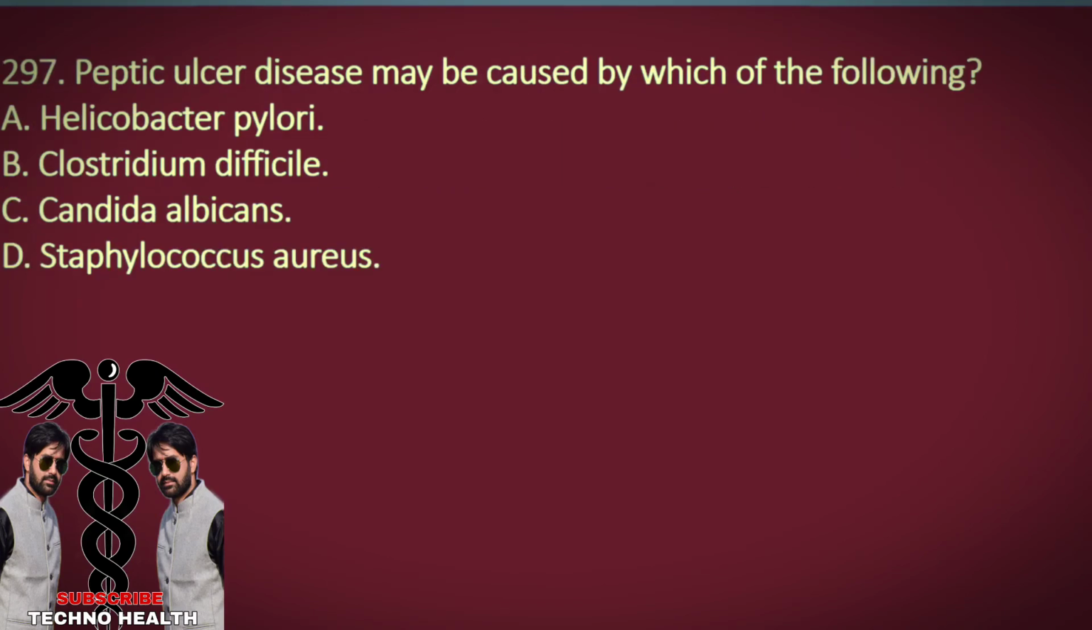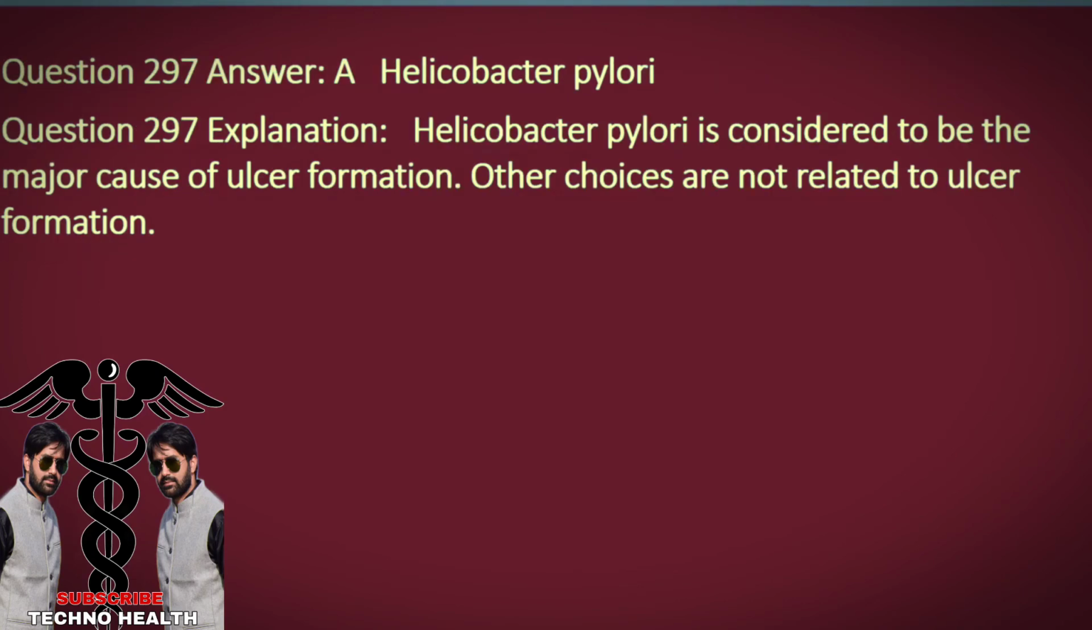Question 297. Peptic ulcer disease may be caused by which of the following? A. Helicobacter pylori, B. Clostridium difficile, C. Candida albicans, D. Staphylococcus aureus. Question 297 Answer, A. Helicobacter pylori. Question 297 Explanation. Helicobacter pylori is considered to be the major cause of ulcer formation. Other choices are not related to ulcer formation.